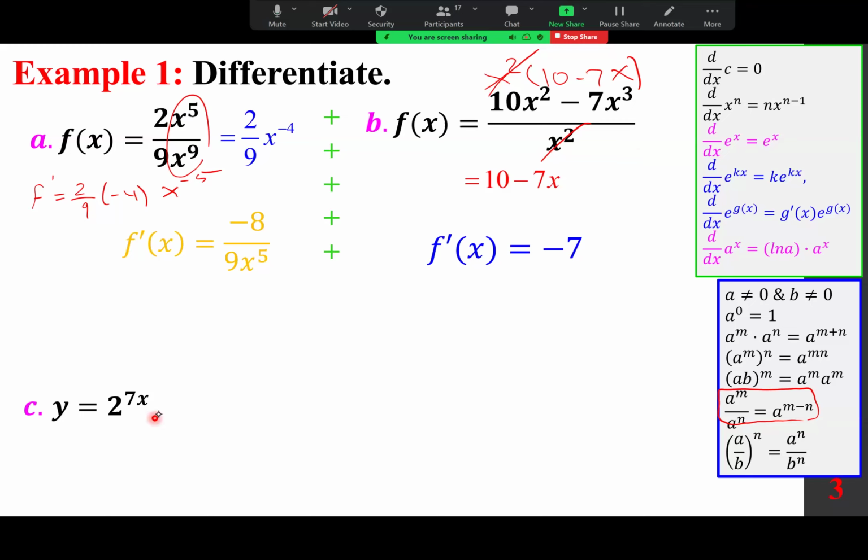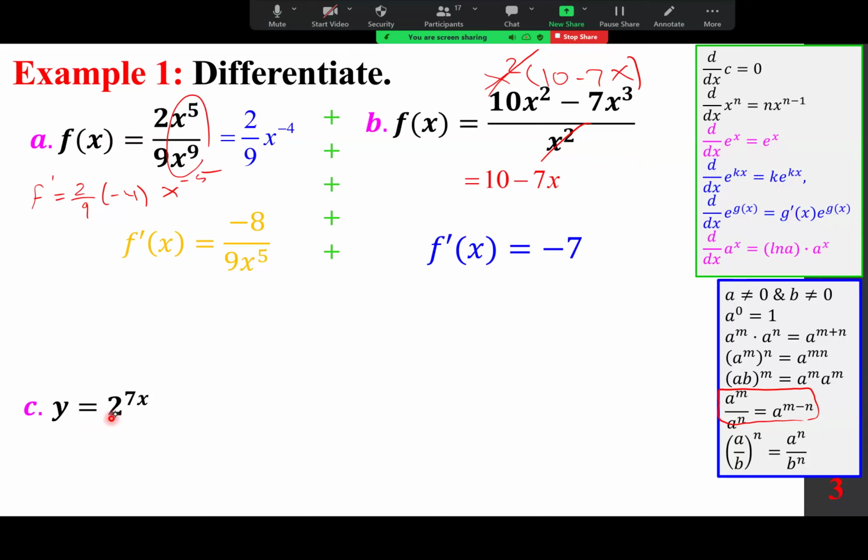y equals 2 to the power of 7x. We want to differentiate, reminding everyone the derivative of e to the power of x is itself. The derivative of e to the power of kx is itself times k by the chain rule. e to the power of g of x, again itself, times g prime by the chain rule.